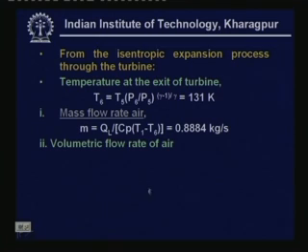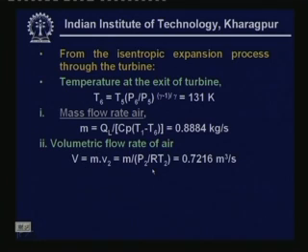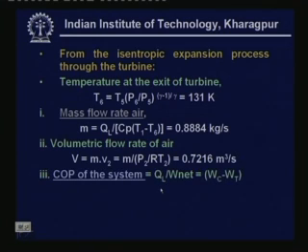Next, we have to compute the volumetric flow rate at compressor inlet. So volumetric flow rate at compressor inlet is simply equal to mass flow rate into specific volume of air at that point. And since we are assuming the air to be perfect gas, specific volume of air is given by P by RT at compressor inlet. That means ultimately the volumetric flow rate V is equal to m dot divided by P2 by RT2, where P2 is the suction pressure, that is 100 kilopascal, R is the gas constant and T2 is the inlet temperature, which is equal to 283 Kelvin. So if you substitute these values, you will find that volumetric flow rate is given by 0.7216 meter cube per second.